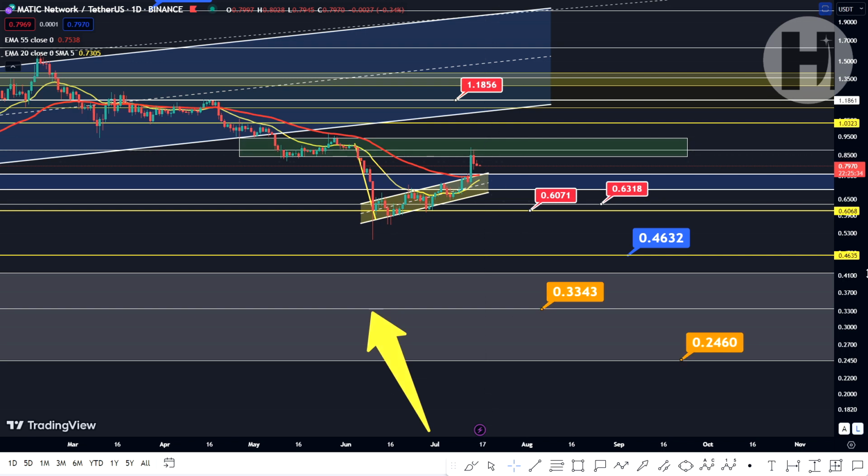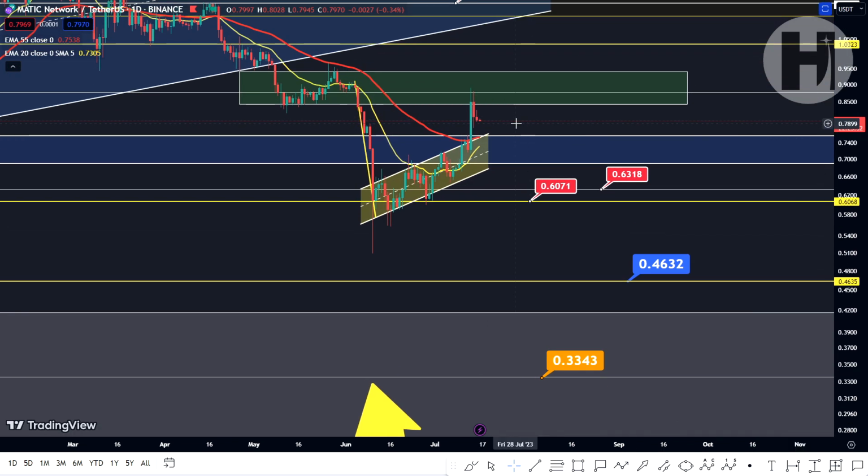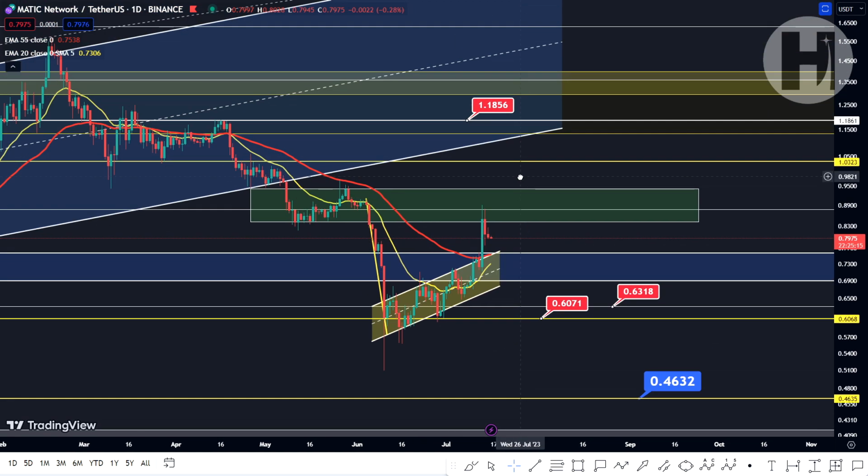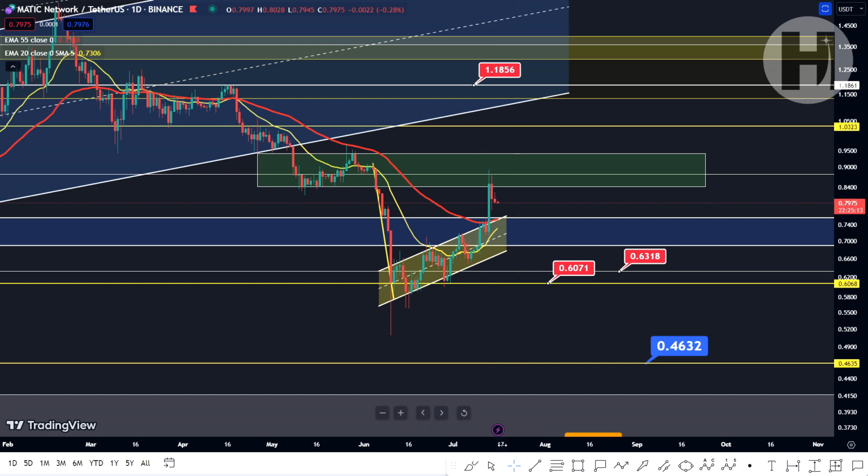So if you don't have any Polygon Matic and you want to be buying in for the long term and you really want to buy in right now, I would say fine, you can do that. I'm not going to be doing that myself because there are other altcoins that I'm looking at, and Polygon Matic is not going to do 100x for you. From 80 cents, you're potentially looking at a 10x, maybe a 12 to 13x from these prices over here.